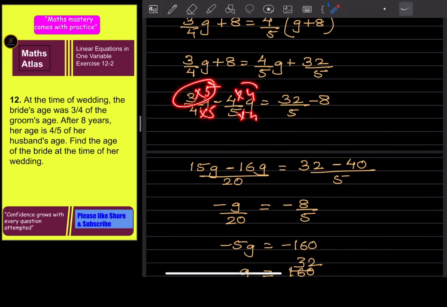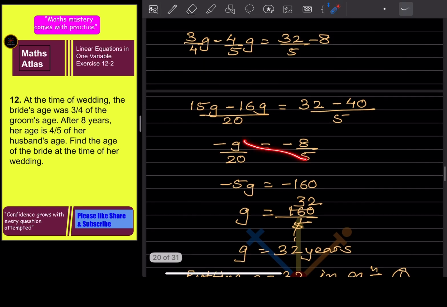So this is going to be 15G minus 16G divided by 20. For this one, the LCM is going to be 5, so this is going to be 32 minus 40 by 5. So now this will be minus 16 plus 15, which is going to be minus 1. So we can write that as minus G by 20 equals minus 40 plus 32, which will be minus 8 by 5.